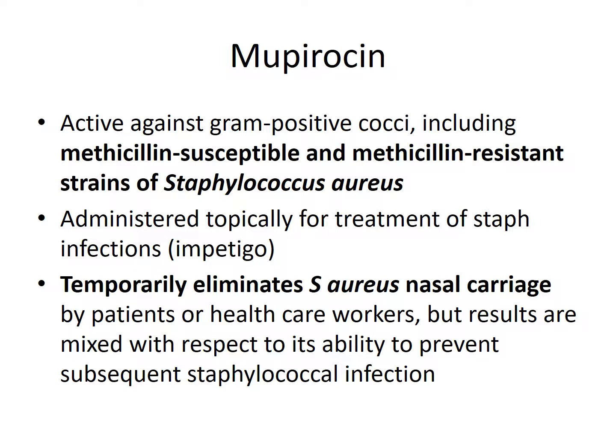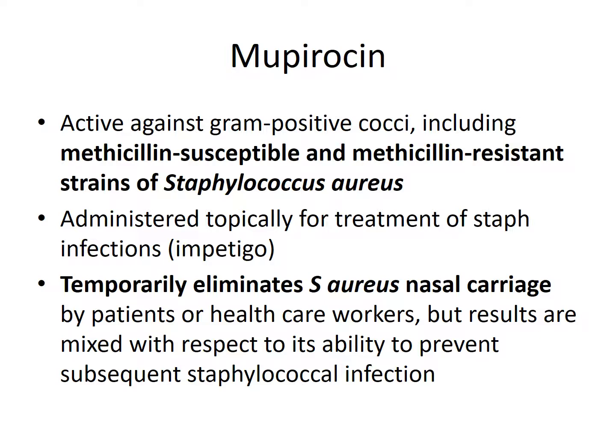Mupirocin is something that is used most commonly in the treatment of methicillin susceptible or methicillin resistant Staph aureus. And it can be used most commonly in an ointment form for topical infections. A topical infection with staph is something that happens in kids most often and is called impetigo. It kind of produces a red, angry looking rash.